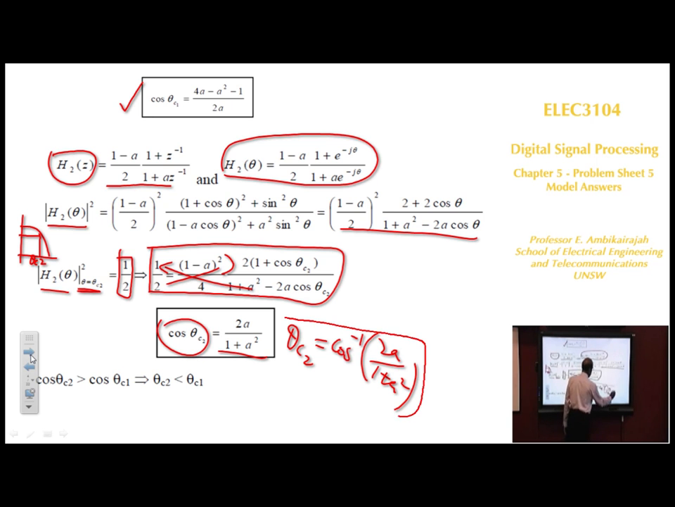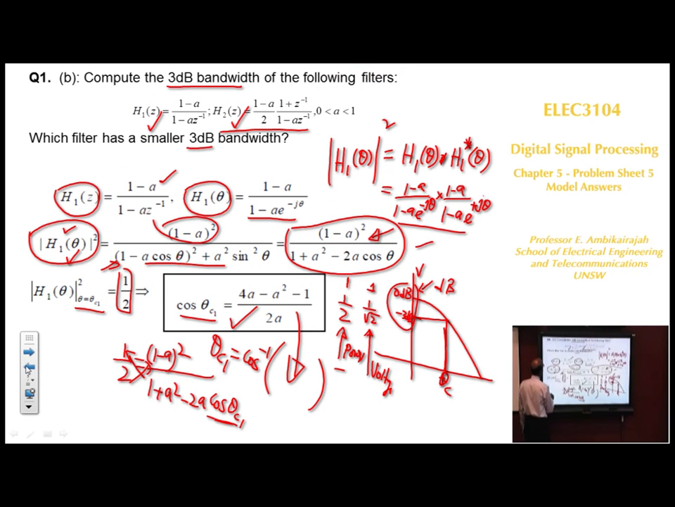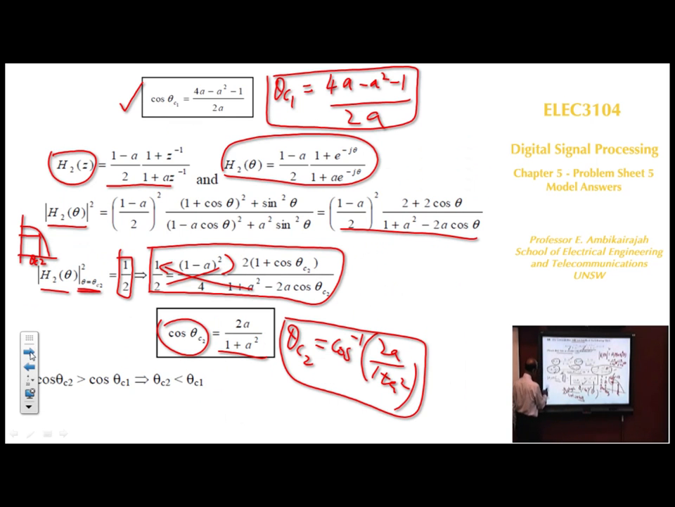So that's that one cutoff frequency. The second cutoff frequency, theta c1, the first one, is 4a minus a squared minus 1 over 2a. So that's the answer really, the cutoff frequency for both filters. Then you are asked, if you go back to the question, which filter has a smaller cutoff bandwidth? That's what the question is.